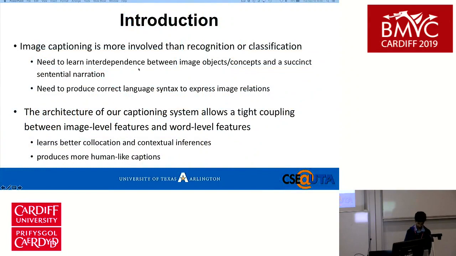Image captioning, as compared to object detection, is a more involved task because it requires understanding of the composition of the scene in terms of the objects in the scene, and then further, it goes towards modeling the language in some human understandable language, maybe English or maybe Welsh, since you're in Cardiff. Okay. And our architecture, in one-liner, allows a tighter coupling between image level features and word-level features, because of which we can learn collocations. It can produce collocations and contextual inferences, which further leads to richer captions, which are more human-like.